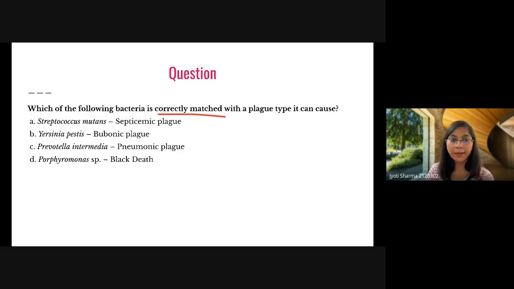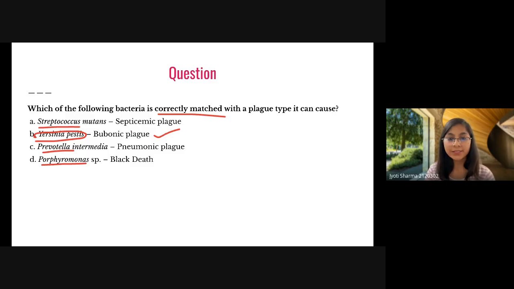So just keep in mind this Streptococcus, this Prevotella, and this Porphyromonas. These are the bacteria that we have in our mouth, mostly. They can cause some gum problems, and these are not causing the plague. But this bacteria, Yersinia pestis, can cause the plague. So that's why this is the right answer.